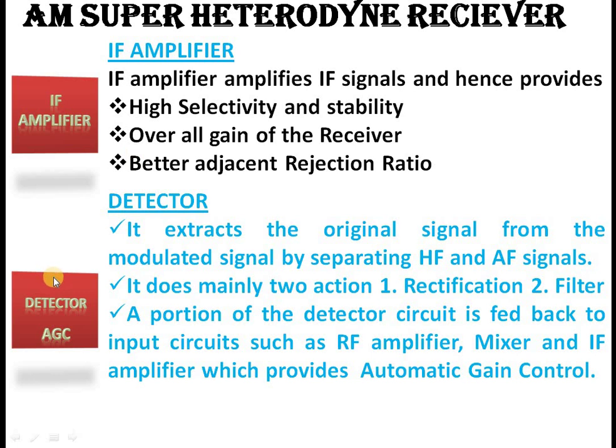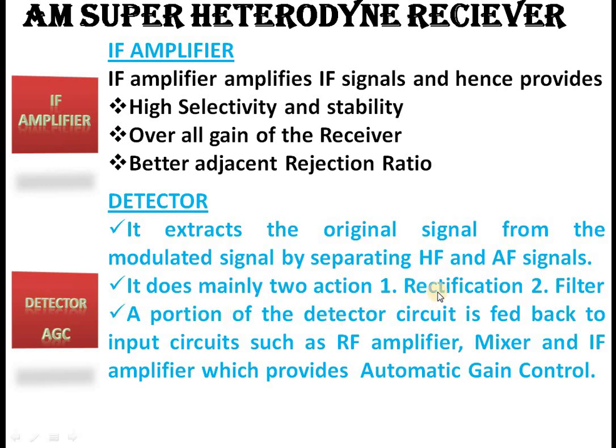Then it is given to a detector circuit. Detection is nothing but extracting the original signal from the modulated signal. This is done by separating the high frequency and audio frequency signals. To do this, the detector does mainly two functions.